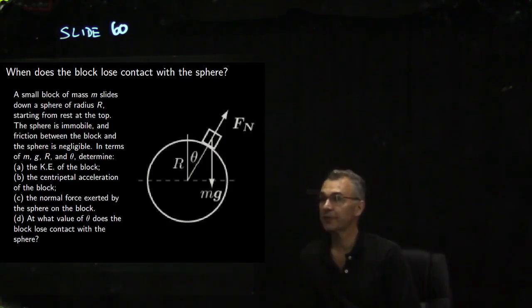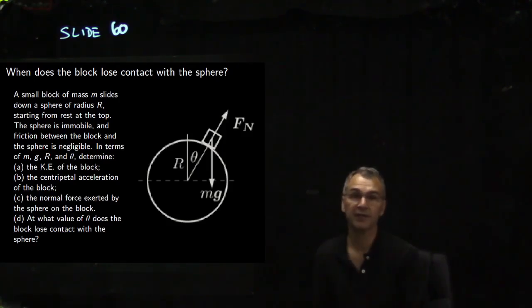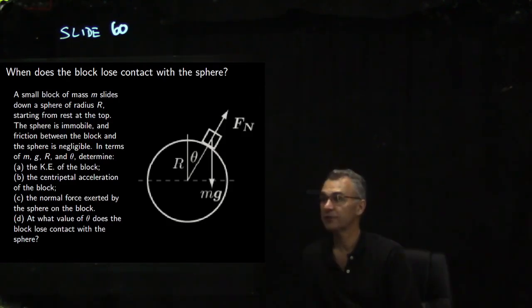The normal force exerted by the sphere on the block, I guess we'll get that by writing a free body diagram, and the normal force will be entirely in the radial direction, so we'll use the radial component to get the normal force. At what value of theta does the block lose contact with the sphere?